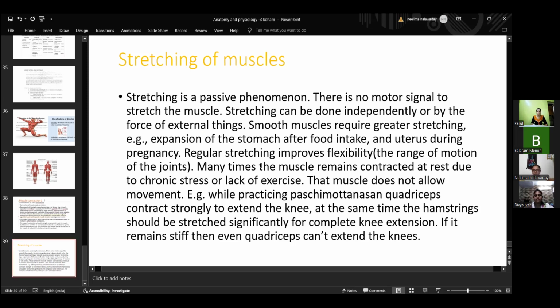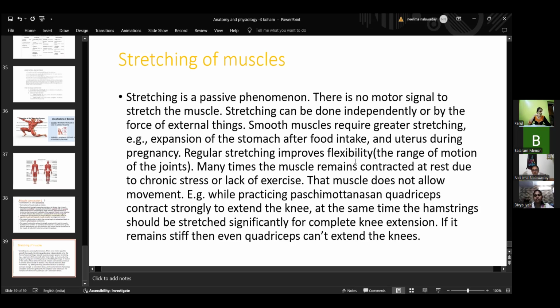Regular stretching improves flexibility. Flexibility is the range of motion of the joints. We already saw that range of motion depends on agonist and antagonist and their coordination. To improve this range of motion, we should practice stretching regularly. Otherwise, many times the muscle remains contracted at rest due to chronic stress or lack of exercise.